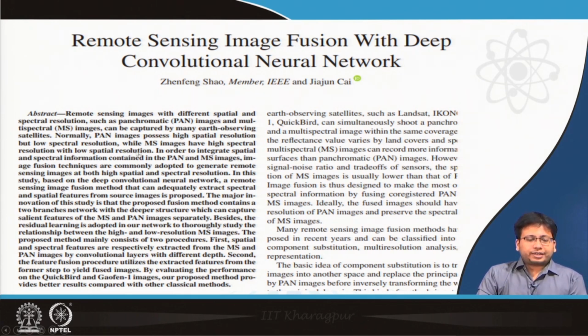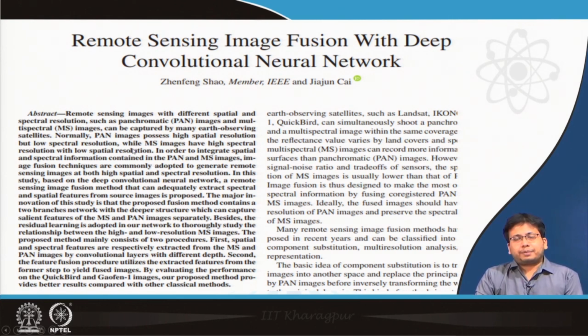So, here you can see there is a hierarchy of these images in terms of spatial and spectral resolution. When compared to hyperspectral images, multispectral images have higher spatial but lower spectral resolution, but compared to the panchromatic images, even multispectral images have low spatial resolution and high spectral resolution.